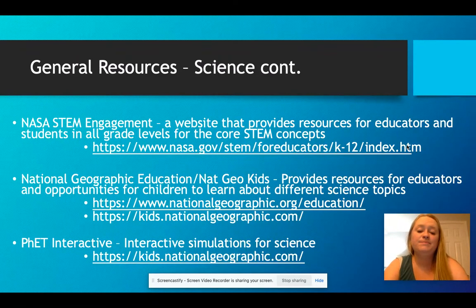NASA STEM Engagement, it's a website that provides resources for educators and students in all grade levels for the core STEM concepts, especially science. National Geographic Education and National Geographic Kids provide resources for educators and opportunities for children to learn all about different science topics. It lists the topics and you can choose what you want to learn about. And lastly, it's PhET Interactive. Again, they're interactive simulations for science where the students can interact with different lessons and have learning goals and apply their knowledge to what they know.